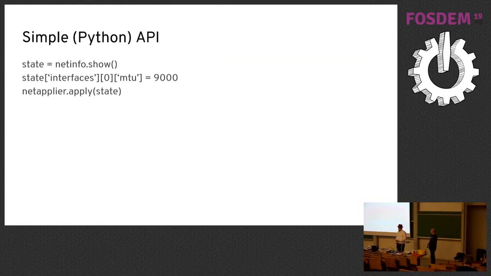Since it's written in Python, we also have a very similar Python API where you can just get the state and change something in the configuration. Since it's declarative, it's just represented by a simple Python dictionary, while the command line tool also supports YAML or JSON, but you can just use any language that allows you to express this. So you just change, for example, here for the first interface, the MTU to 9000. Then you can apply the state, and this is all that's currently required to change the network configuration.